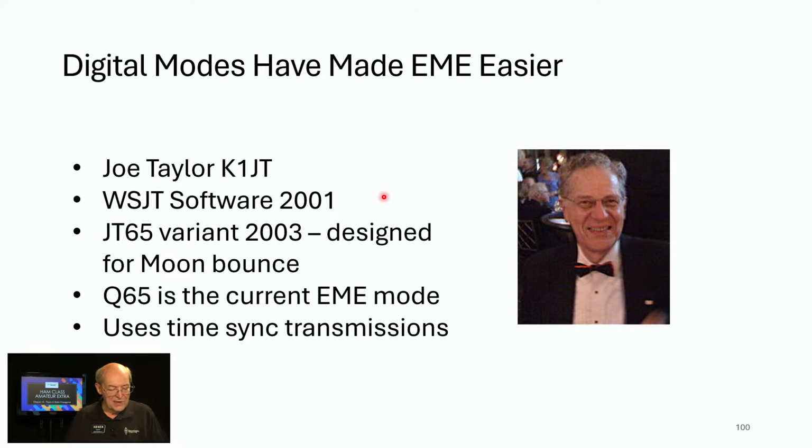So this all started back in 2001. The JT65, which a lot of you might have used on HF, was really designed for moon bounce. Q65 is the current version for EME, and it uses time sync transmissions. In other words, you transmit for a certain number of seconds, and then the other person transmits on the other time slot.